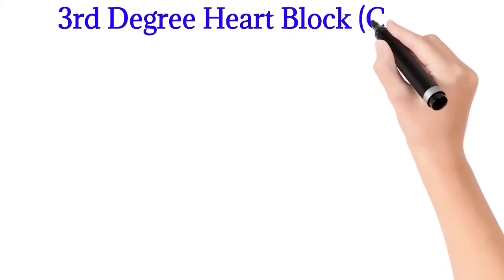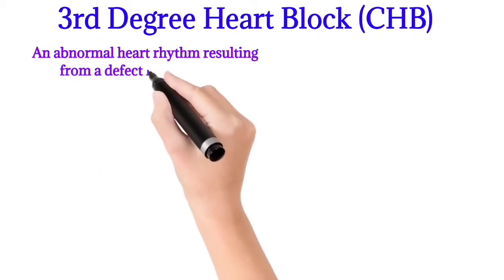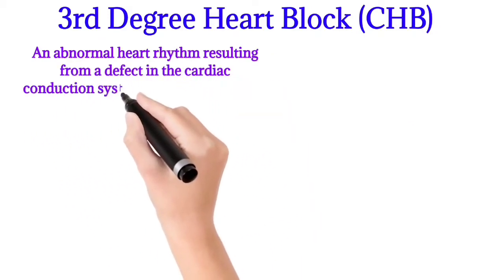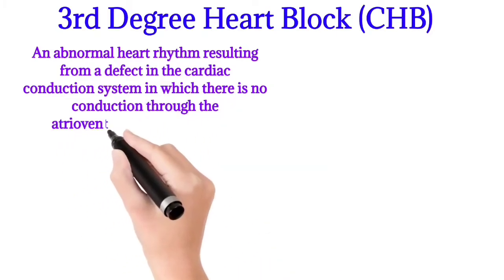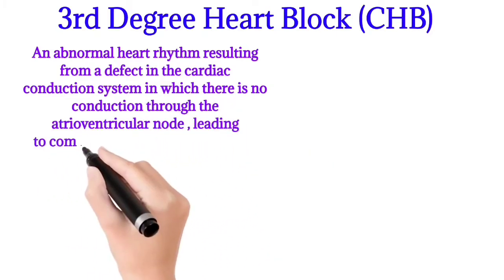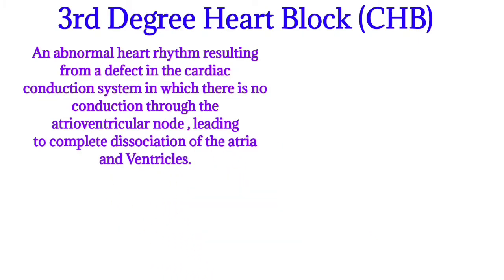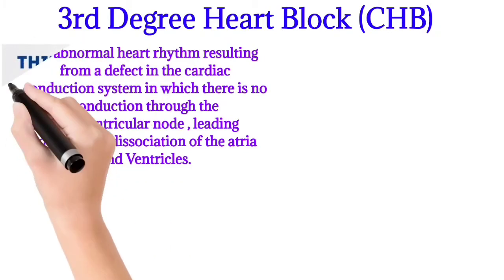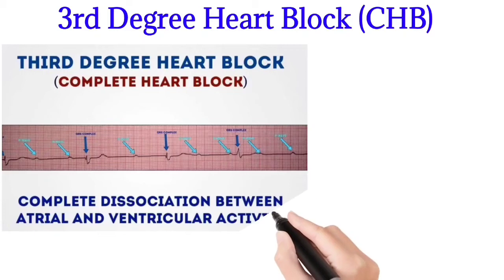Third-degree heart block or complete heart block. Third-degree or complete heart block, CHB, is an abnormal heart rhythm resulting from a defect in the cardiac conduction system in which there is no conduction through the atrioventricular node, leading to complete dissociation of the atria and ventricles. The ventricular escape mechanism can occur anywhere from the atrioventricular node to the bundle branch Purkinje system.